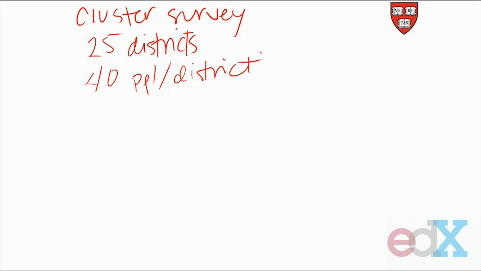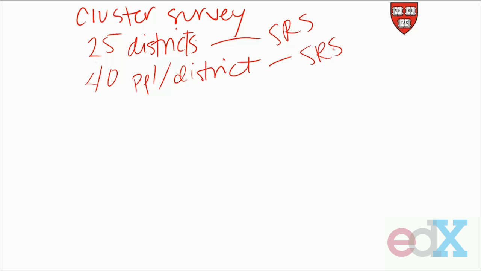Okay, so we've got our survey design. We're randomly sampling 25 districts, and we're randomly sampling 40 people per district. We could have used different methods to sample these districts. We could have sampled them with probability proportional to the size of the district, etc. We're going to go a little bit more into that on the homework assignment this week. But for now, just assume that these 25 districts were selected using simple random sampling, and these 40 people were selected using simple random sampling.